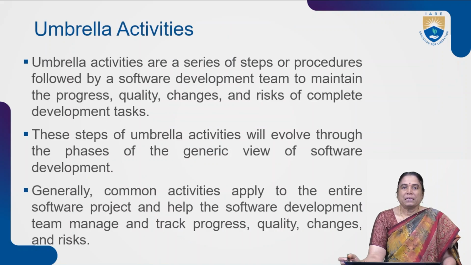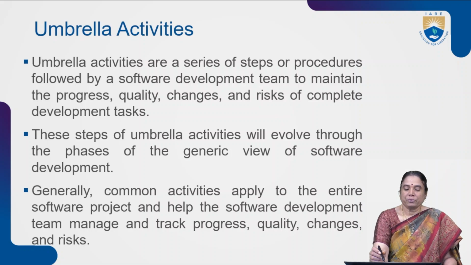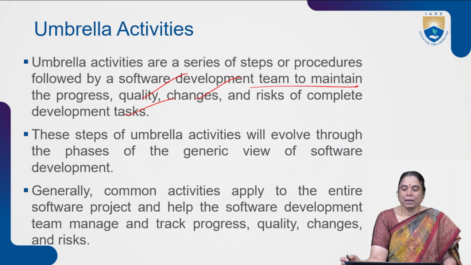To support these major framework activities, a variety of umbrella activities are used in software engineering. The umbrella activities are a series of steps or procedures followed by the software development team to maintain the progress, quality, changes, and risks of completed development tasks. These steps of umbrella activities will evolve through the phases of the generic view of the software development.